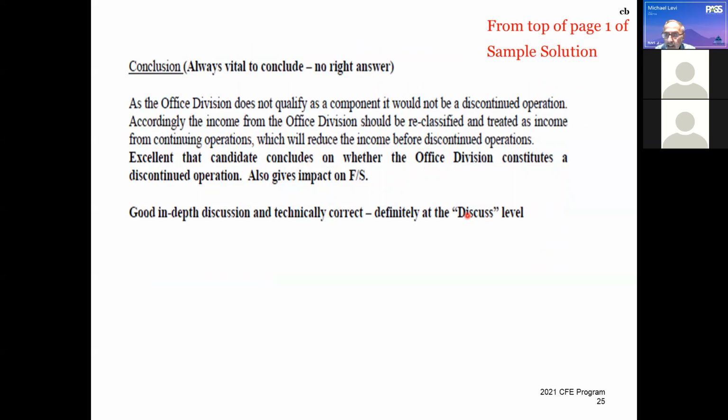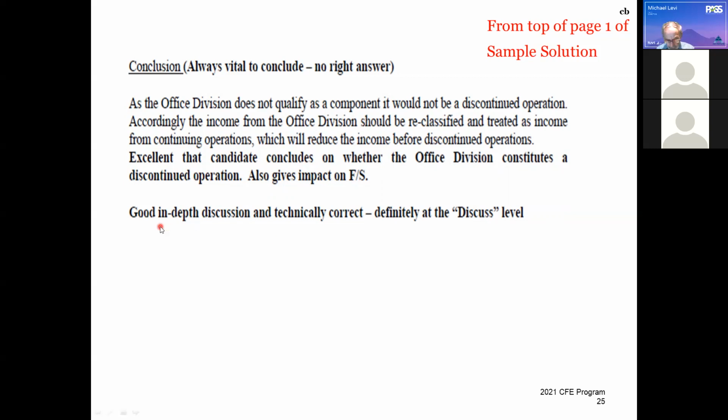Here's a final conclusion as to whether this division is discontinued or not. As the office division does not qualify as a component, it would not be a discontinued operation. Accordingly, the income from the office division should be reclassified and treated as income from continuing operations, which will reduce the income before discontinued operations. So I said over here, excellent, the candidate concludes on whether the office division constitutes a discontinued operation, and they give the impact on the statements, which will be important for recalculating the purchase price.